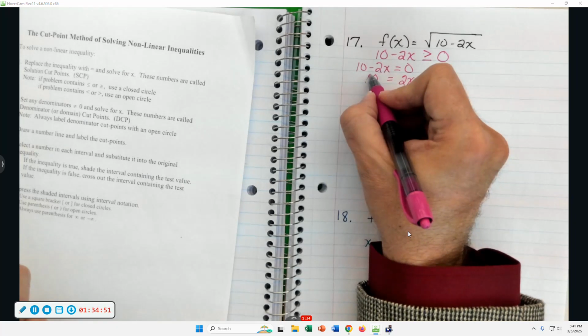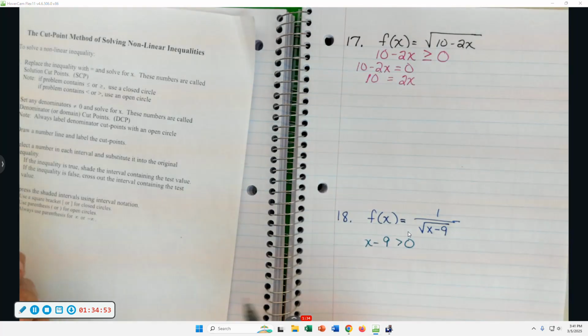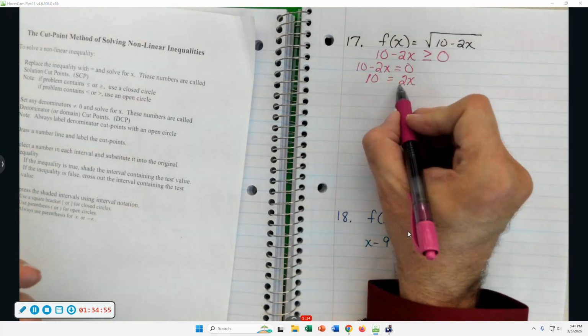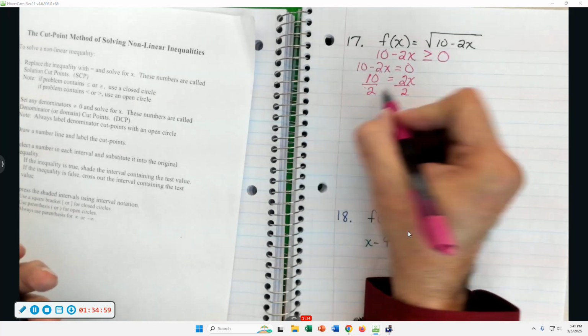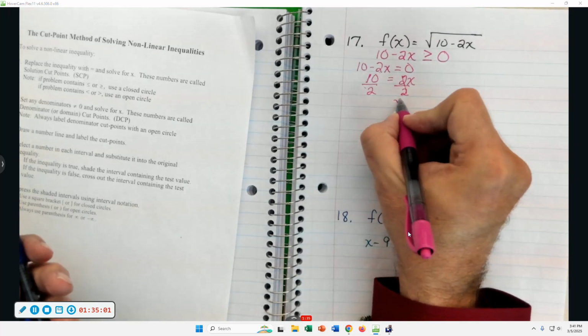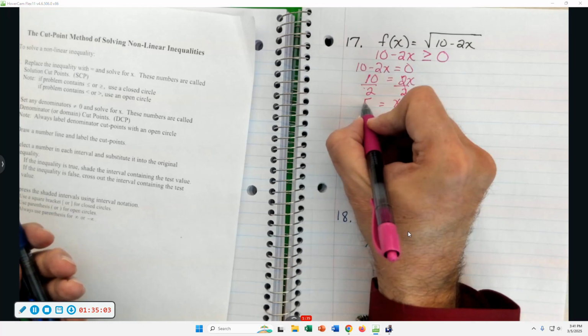And what is he about to get for the solution cut point? 5. I agree. Oh, good. I'm so glad you answered that. I was already thinking y'all had already turned it all off.